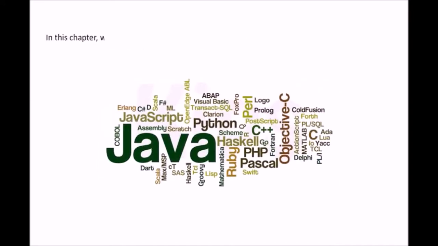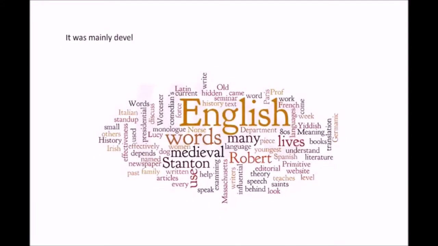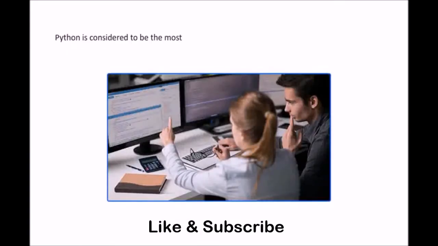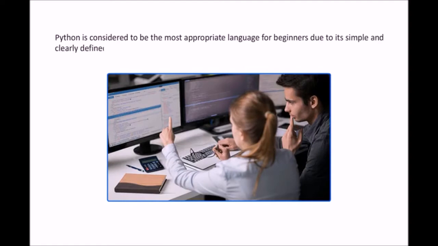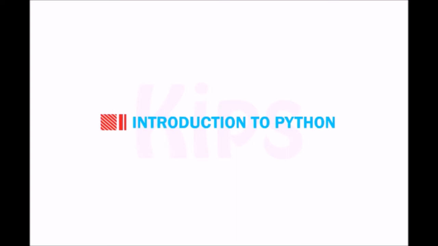In this chapter, we will learn the basics of Python programming language, which is one of the most powerful, high-level programming languages. It was mainly developed to emphasize code readability, for which it uses English keywords very frequently. Python is considered to be the most appropriate language for beginners due to its simple and clearly defined syntax. In this chapter, we will learn about the basics of Python language. First, let me introduce you to Python.